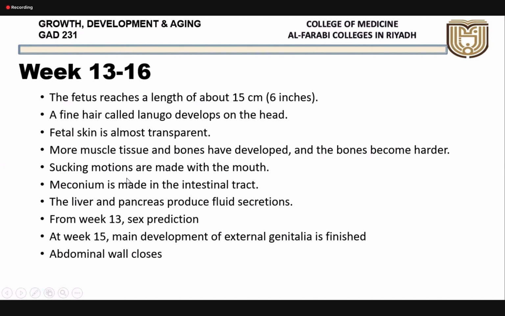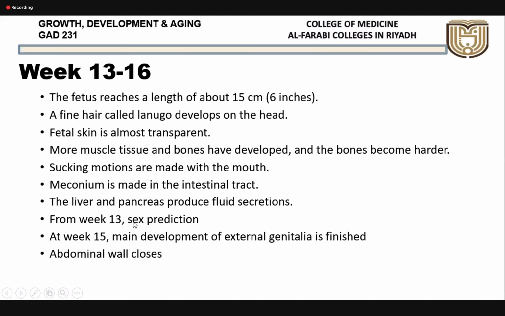Then the meconium is made in the intestinal tract. Just like feces is formed, similarly, because of the sucking motion of the mouth, the fetus starts drinking the amniotic fluid. So as we have seen previously, now the fetus is completely covered by the amniotic fluid and the yolk sac has become almost degenerated. Now when it makes sucking motions, it starts drinking the amniotic fluid, and a feces-like substance is formed within the intestine. This is called the meconium. The liver and pancreas produce fluid secretions.